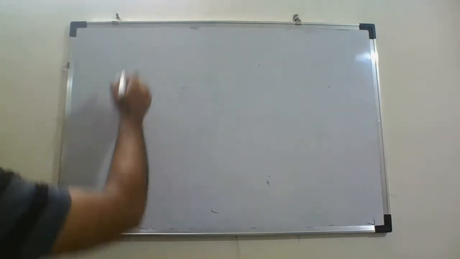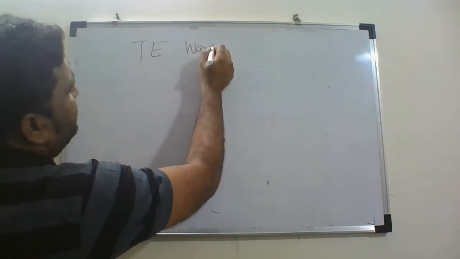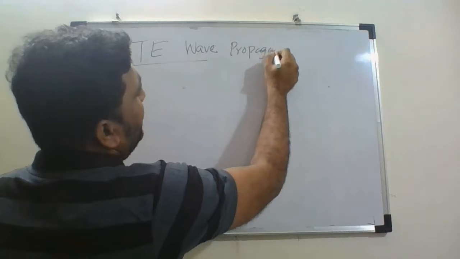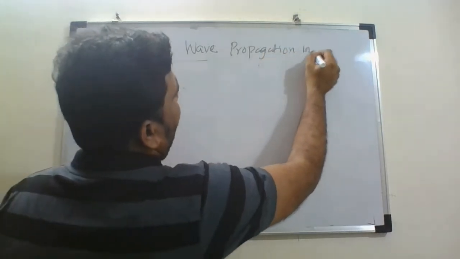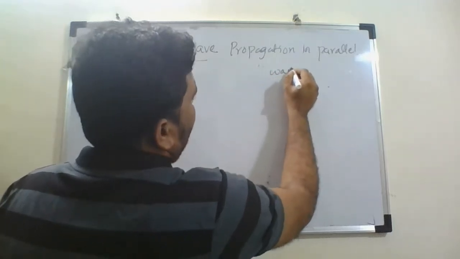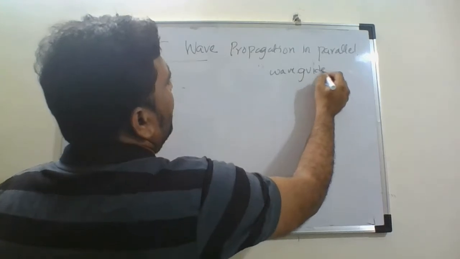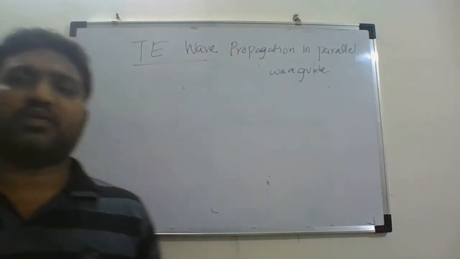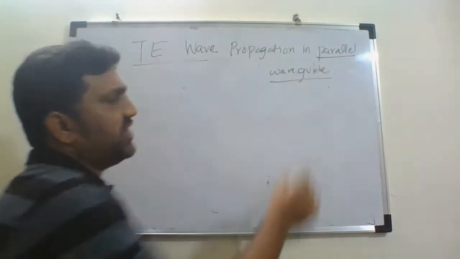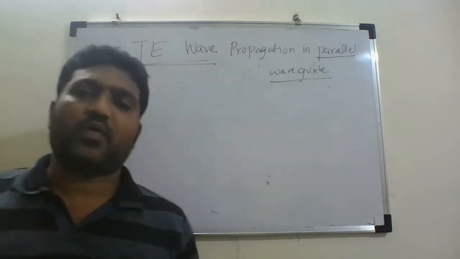Firstly, let us do the analysis of TE wave, transverse electric wave propagation, in a parallel plane waveguide. From the general analysis, we are taking two cases here. One is that the waveguide I am taking is the parallel plane waveguide, and the second is that the mode of propagation is the transverse electric mode.